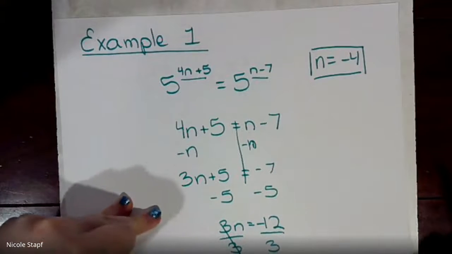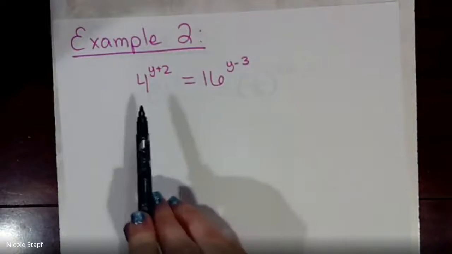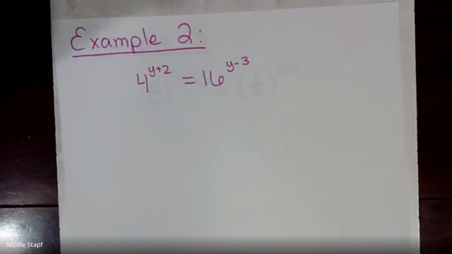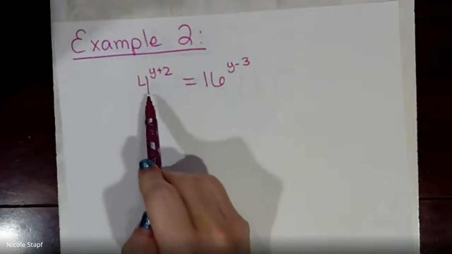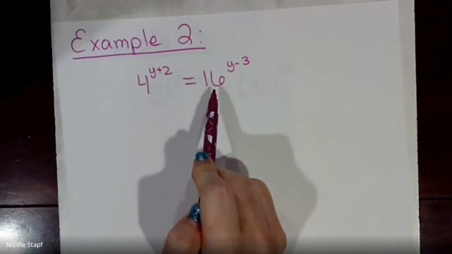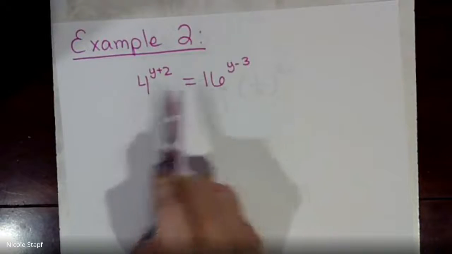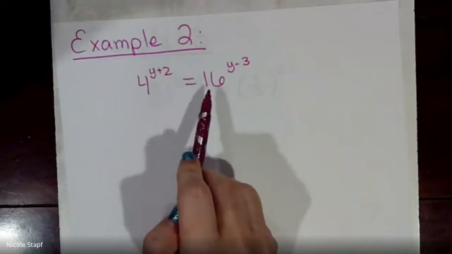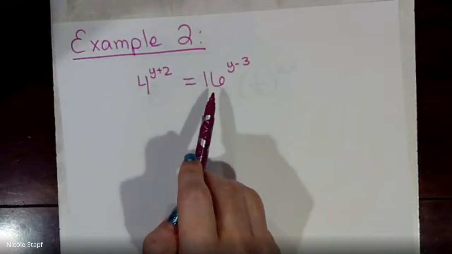All right, let's look at a few that are a little bit more complex here. So for example 2, we have 4 to the y plus 2 power equals 16 to the y minus 3 power. Now, the first thing we're going to do is look at these bases that we have here. And these are different from our last equation in that they're not the same. They're both not the same number. So the very first thing we need to do is try to get them to match.